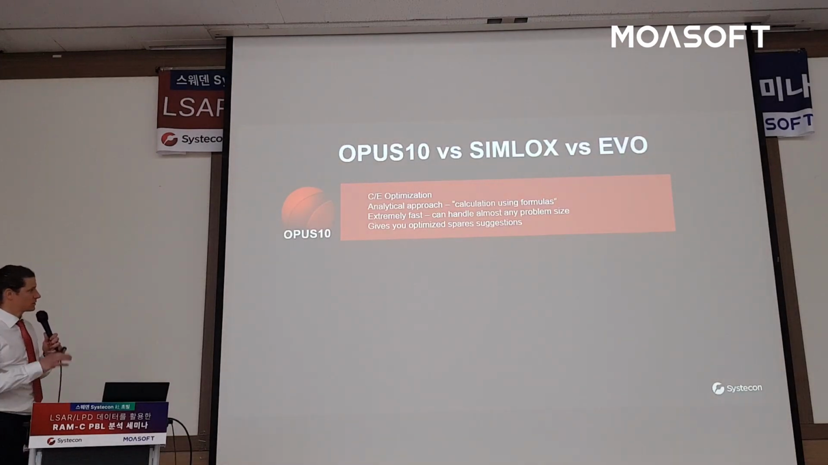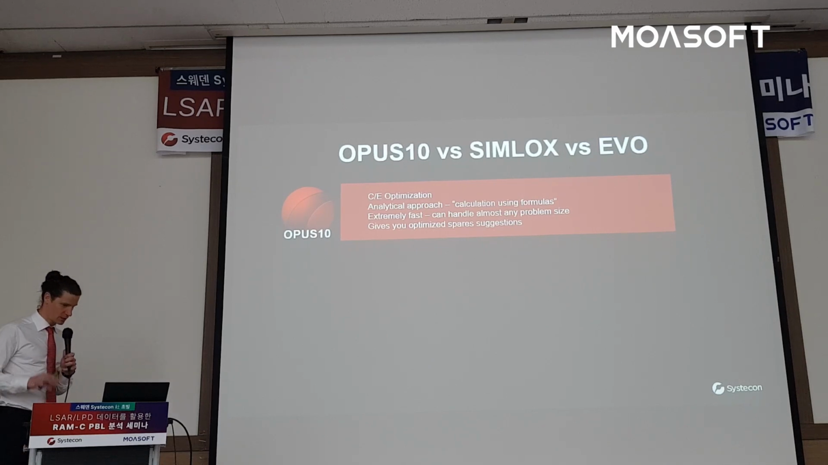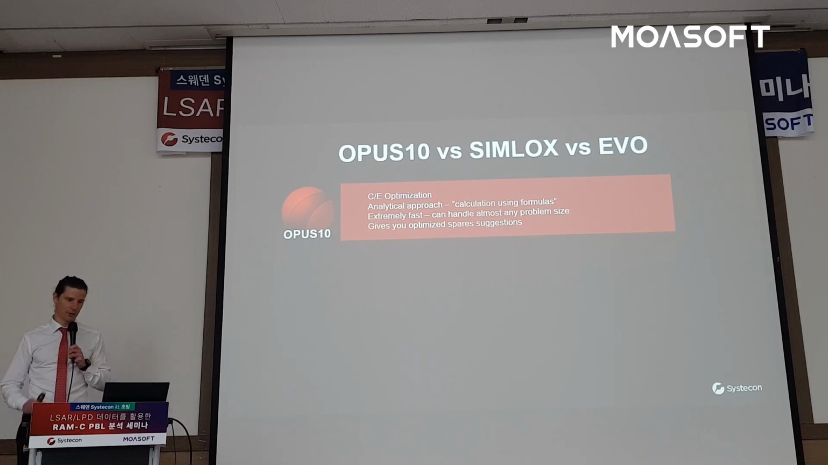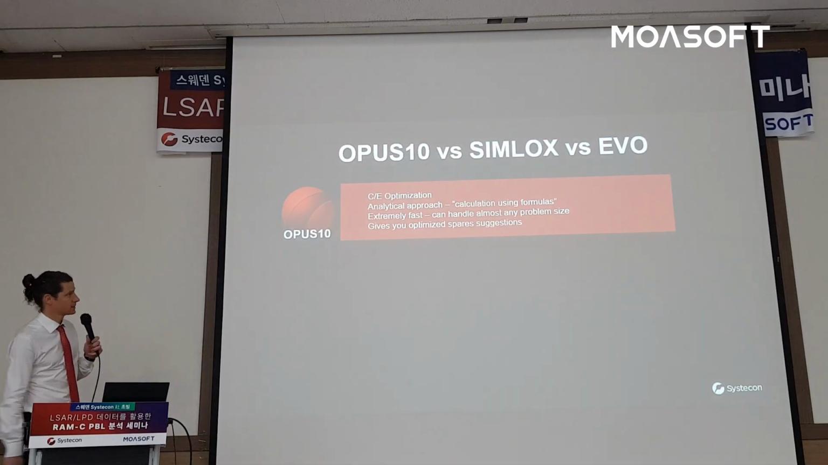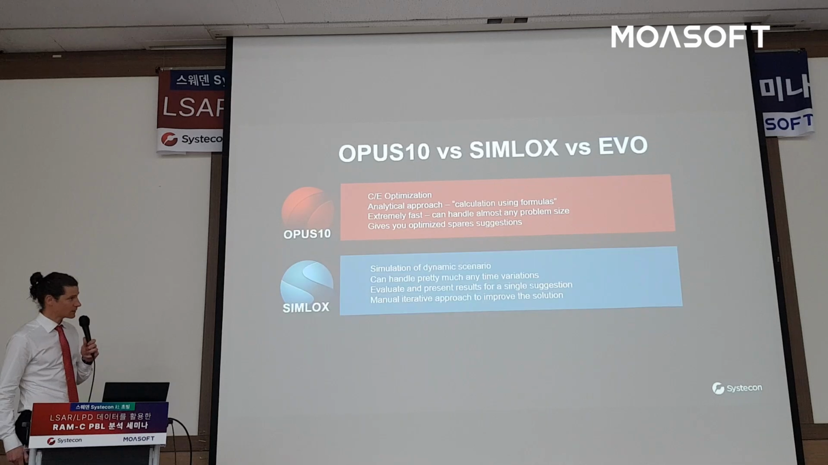So if we just go through the differences here, because I think it's good to understand the differences and the pros and the cons with the different tools in the Opus suite. So Opus 10, it's our classical cost-effectiveness optimization tool. It has the analytical approach, so sort of calculating using formulas. It's exact, which makes it extremely fast and can handle almost any problem size in a matter of minutes. And it gives you optimized spare suggestions.